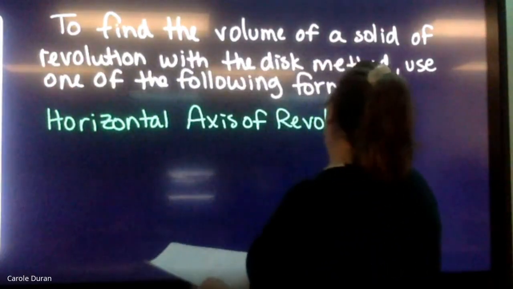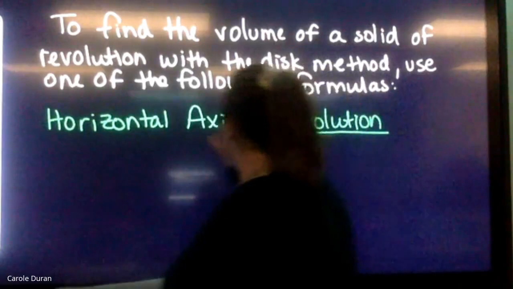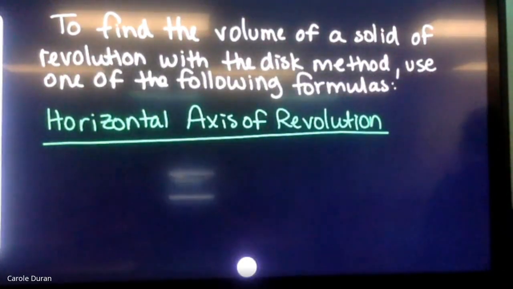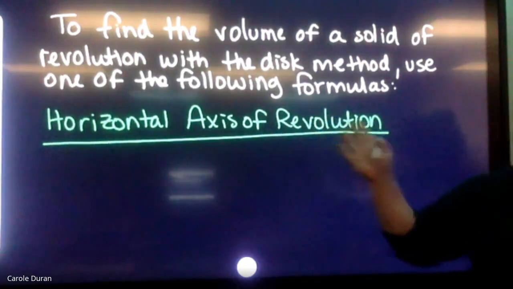Although we are looking at the same cross section each time, it could be a different axis of revolution. So we could be rotating around the y-axis or a line that runs parallel to the y-axis, or we could be rotating around the x-axis or a line that runs parallel to the x-axis. So a horizontal axis of revolution.